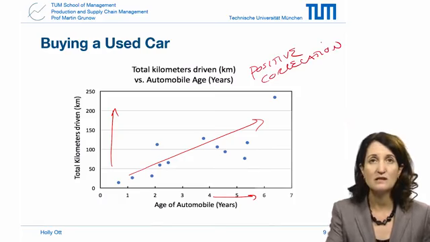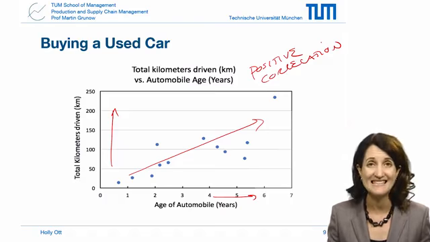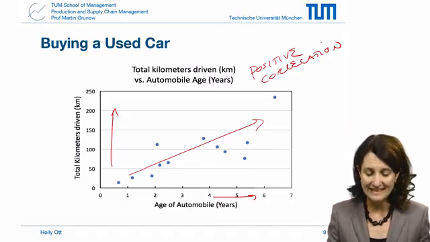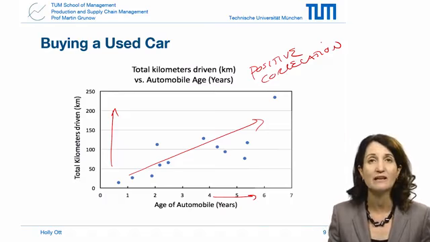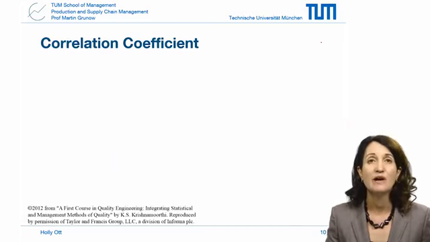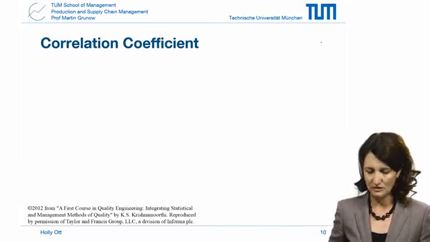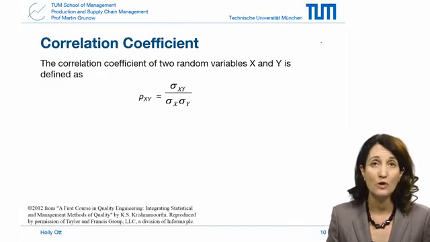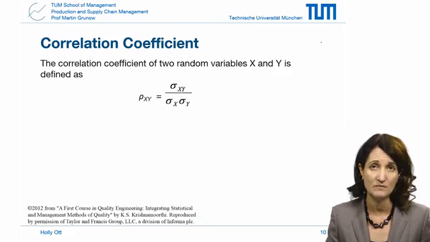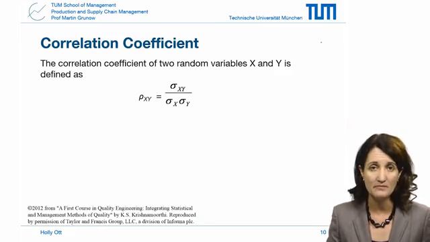Now, here we're seeing the use of scatter plots. They're very easy to see. But of course, with big data and data analytics, you can't necessarily spend your time looking at graphs. So we need to have the correlation coefficient. The correlation coefficient gives us a quantitative measure of our correlation, and we call it rho xy.